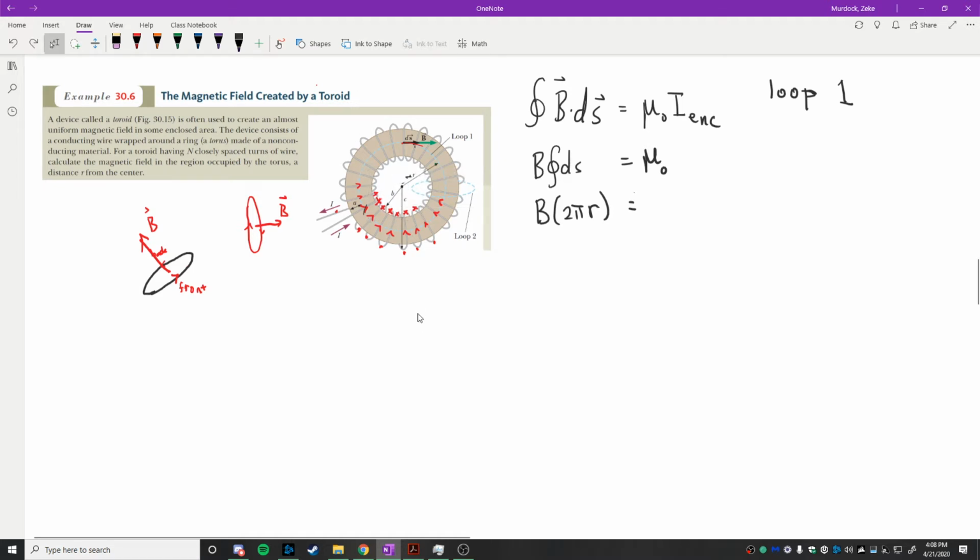And basically every time that you go inside, you're going to get a contribution to your I enclosed, right? So the first thing pierces through, and then the second one, and the third one, and the fourth one, until you have exactly N turns of wire. So if it was two pieces of wire that went through our loop, you would have 2I, but we have in this case N times I.